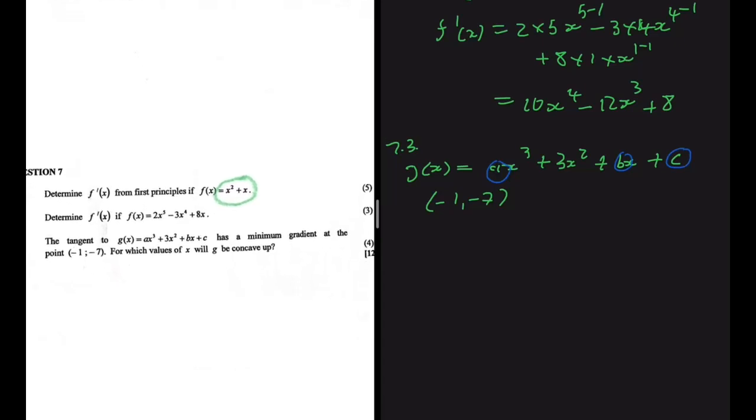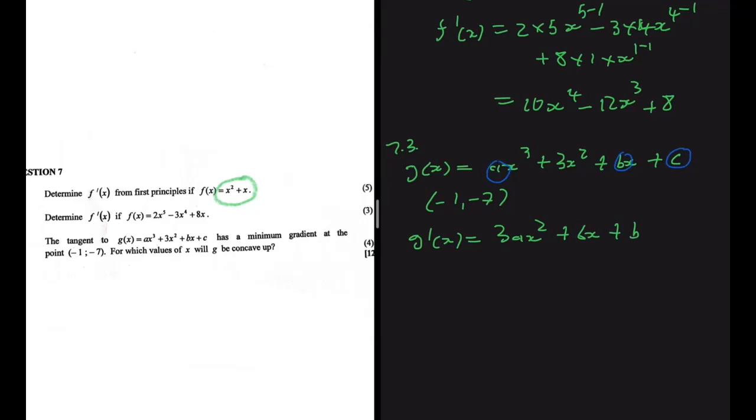So we can see here the tangent to g of x. Let's find the equation of that tangent. We're saying that g prime of x, we're trying to find the tangent to that graph, will be 3ax squared, we're just applying the power rule, plus 6x plus b. So now we have this tangent.